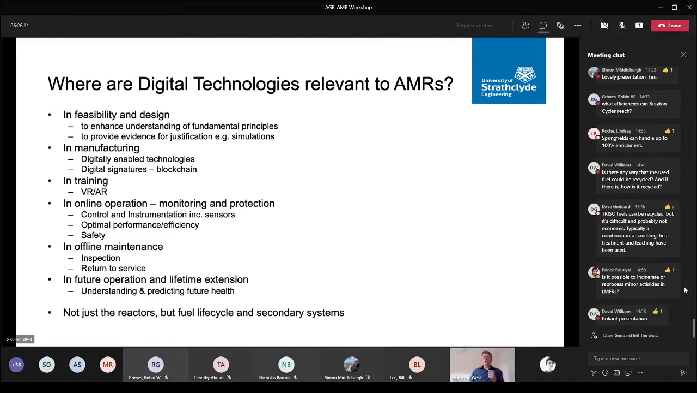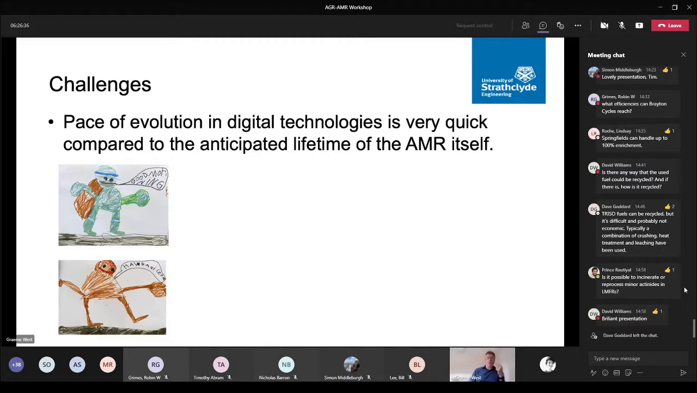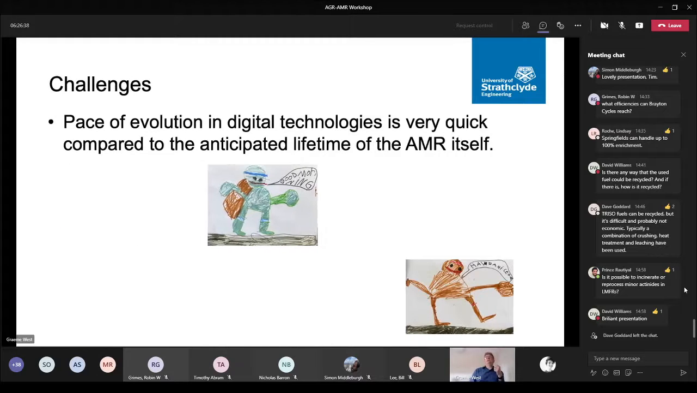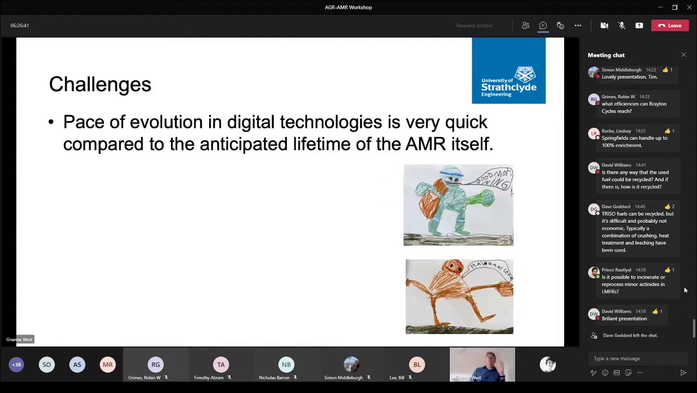Okay, so moving on to some challenges that I see. One in particular is the pace of evolution in digital technologies. I've got to give credit here to my 4-year-old son for the picture of the tortoise and the hare. Digital technologies is your hare. And harking back to the first presentation of today by Lawrence, where he gave a quote from Sir John Hill, who was talking about the pace of change over that 10-year period.